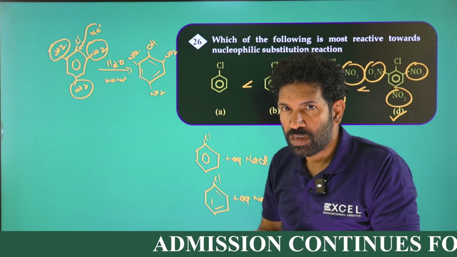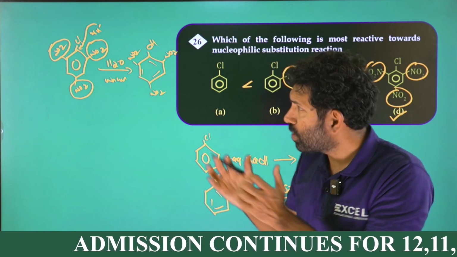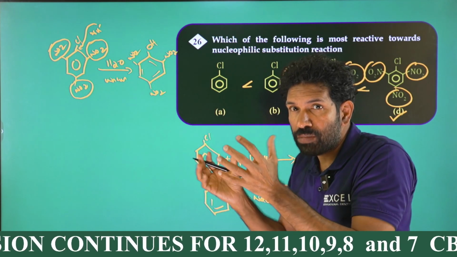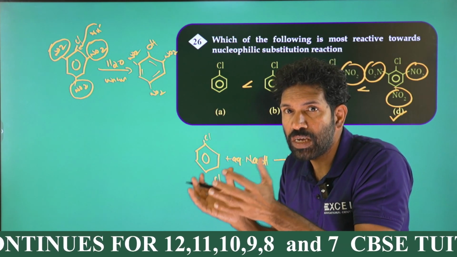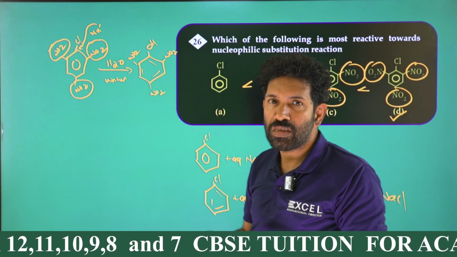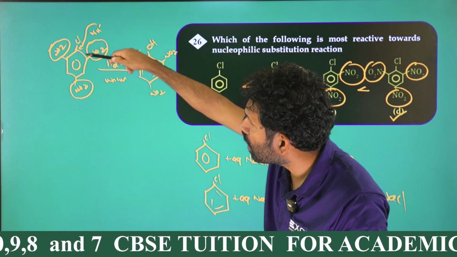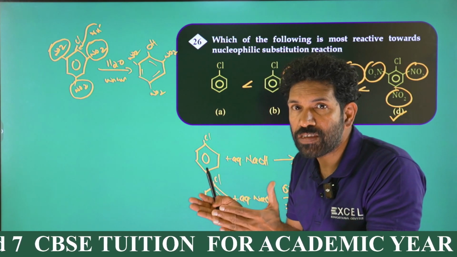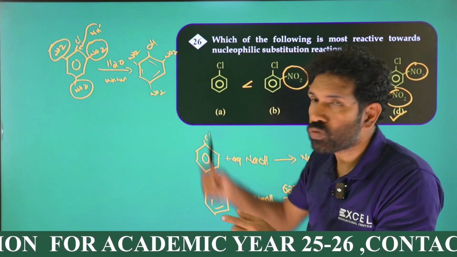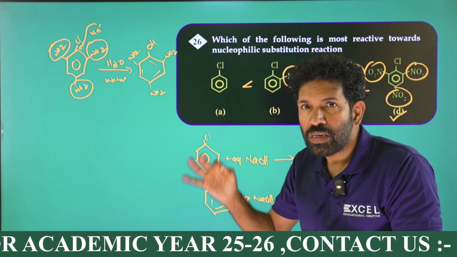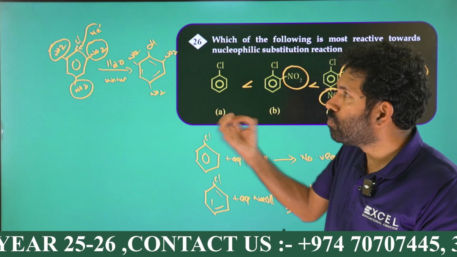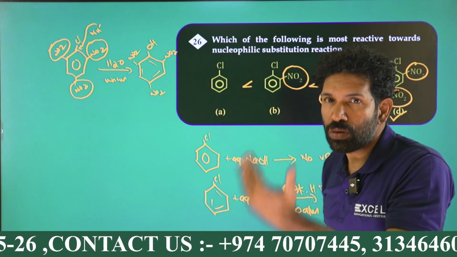Another reason is a bit harder for you. The intermediate ion generated during the mechanism of this reaction, called a carbanion, is stabilized by resonance. So the intermediate carbanion generated over here is stabilized by resonance. Because of these two reasons, the NO2 group at ortho and para makes it more reactive. Chlorobenzene with NO2 group at ortho and para will be more reactive than the other compounds.